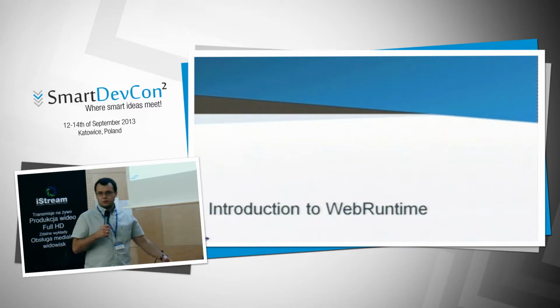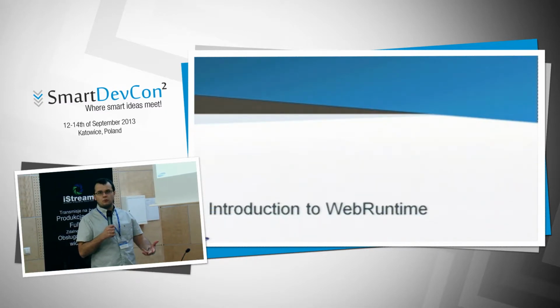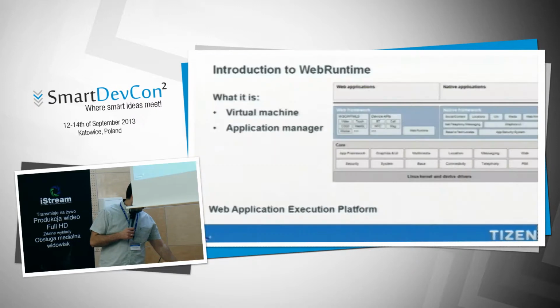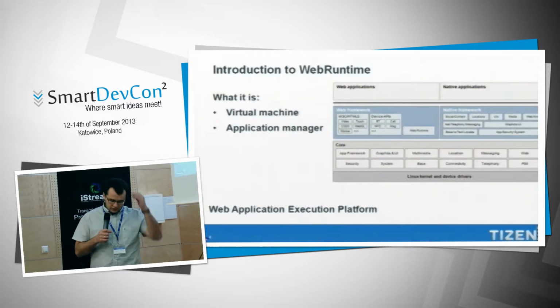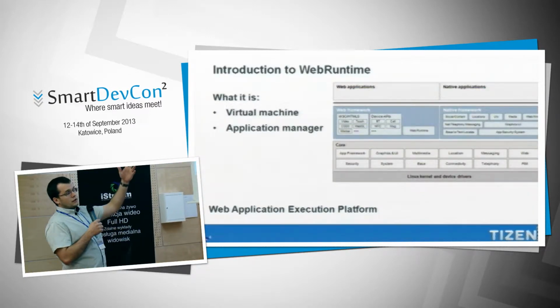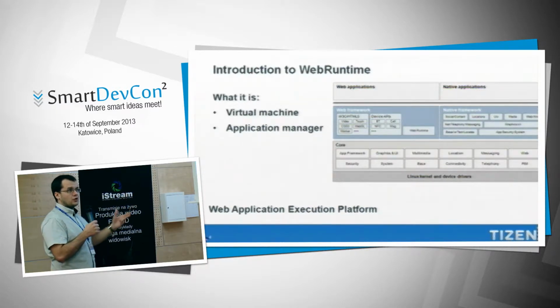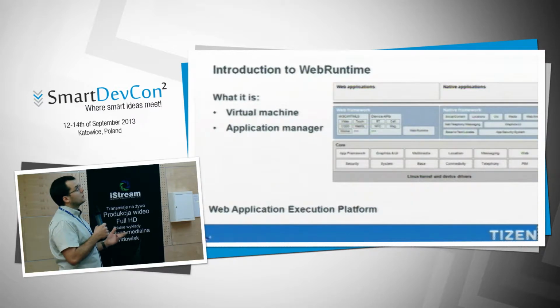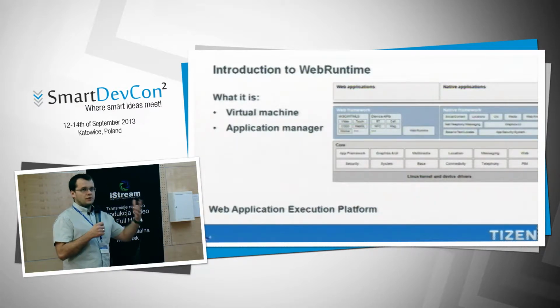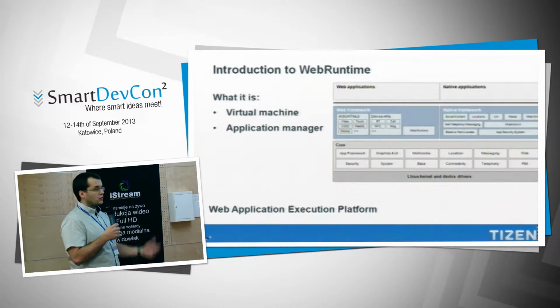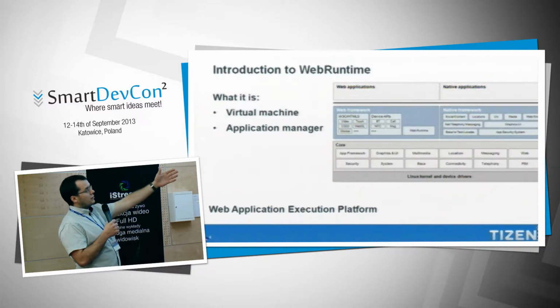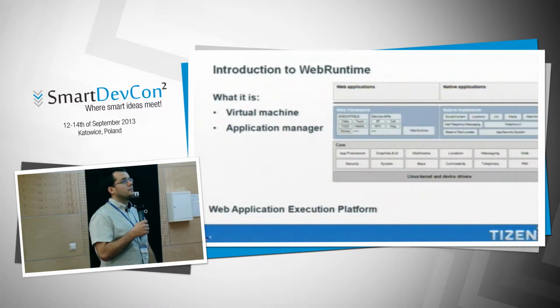So you might be wondering what a Web Runtime is, what's the difference between a Web Runtime and a browser. A Web Runtime is like a virtual machine for running applications written in HTML and JavaScript. It's also an application manager. You can install, uninstall, launch applications. So you can say it's a web application execution platform.